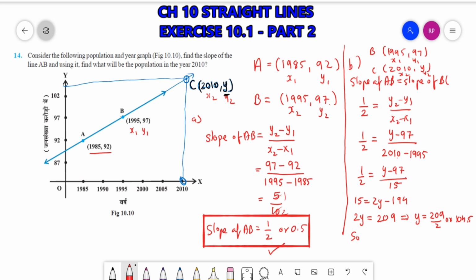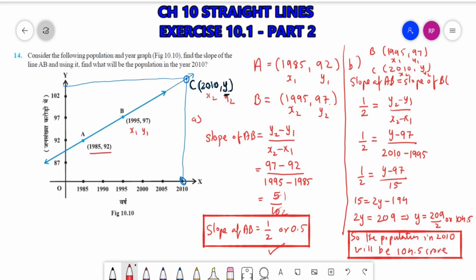Okay, so the population in 2010 will be 104.5 crore. Okay, this is the answer of the second question.